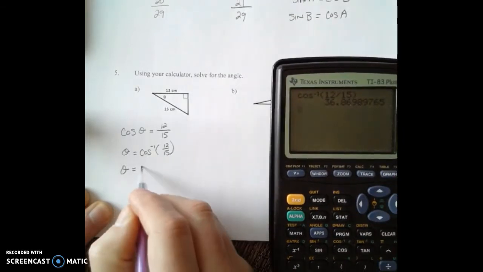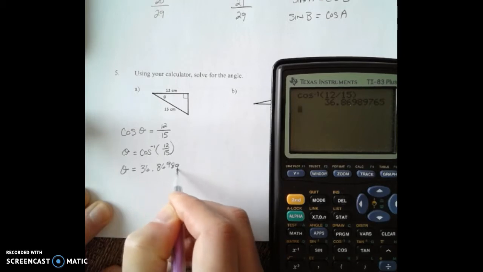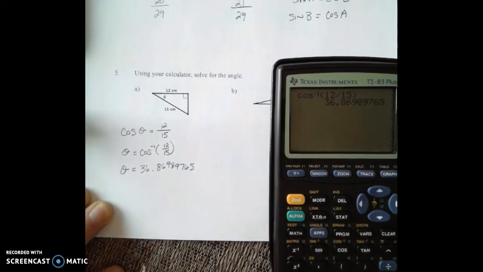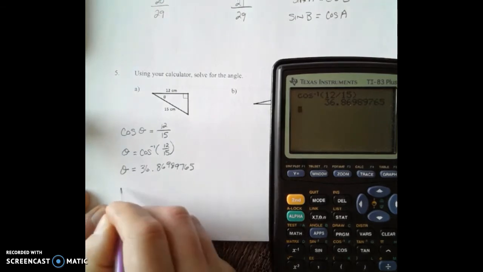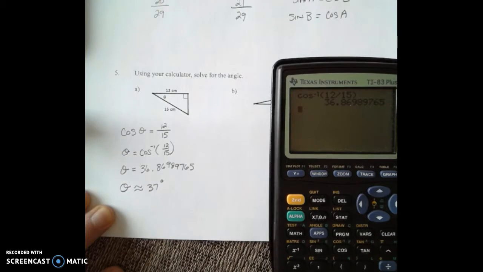Okay, 36.869899765. Okay, and then if we were to round this to the nearest degree, we would say that this is approximately a 37-degree angle.